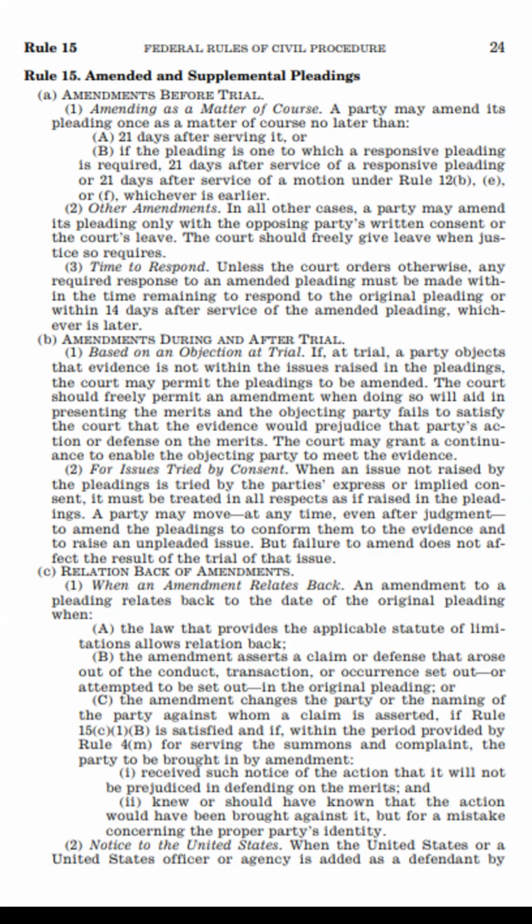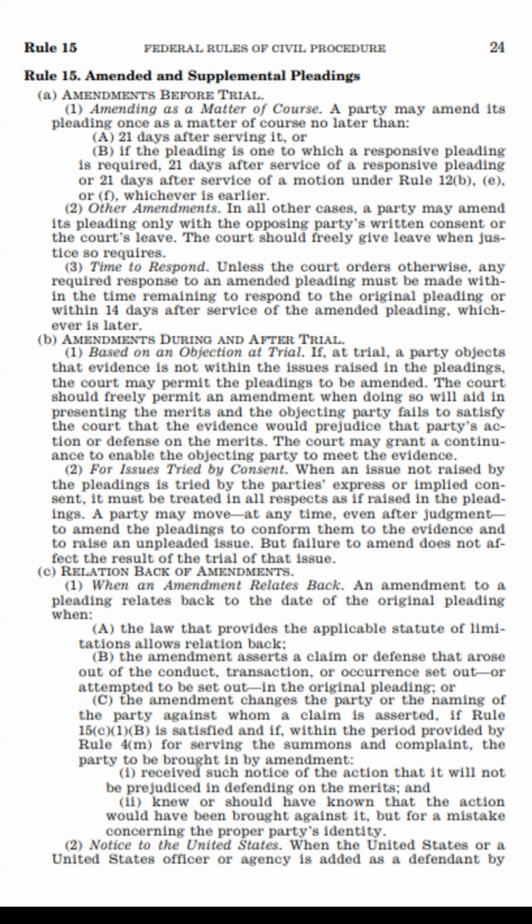B. Amendments during and after trial. 1. Based on an objection at trial. If, at trial, a party objects that evidence is not within the issues raised in the pleadings, the court may permit the pleadings to be amended. The court should freely permit an amendment when doing so will aid in presenting the merits and the objecting party fails to satisfy the court that the evidence would prejudice that party's action or defense on the merits. The court may grant a continuance to enable the objecting party to meet the evidence.